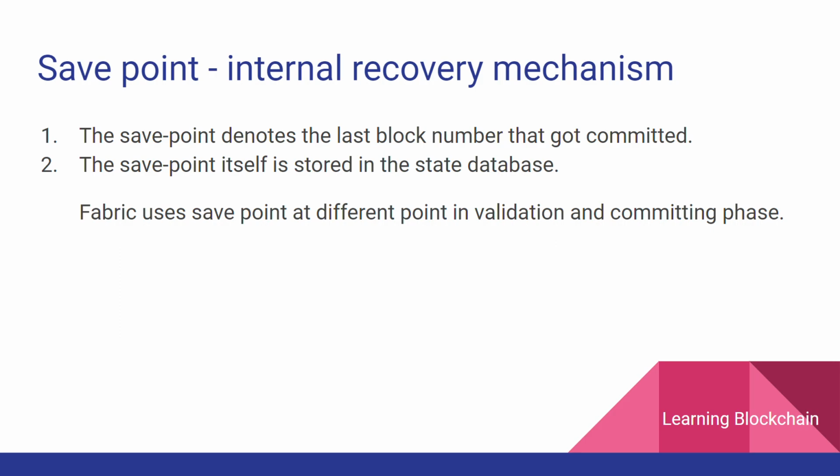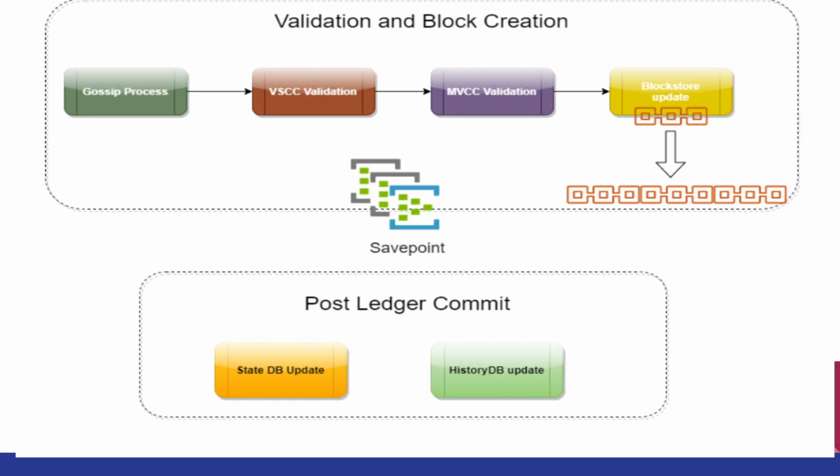In that context, you need to know the term save point, because we will use this term throughout the lecture. In a nutshell, the save point denotes the last block number that got committed inside the Hyperledger Fabric blockchain technology. And Fabric uses the save point at different points in the validation and committing phase. So let us move to the next slide.